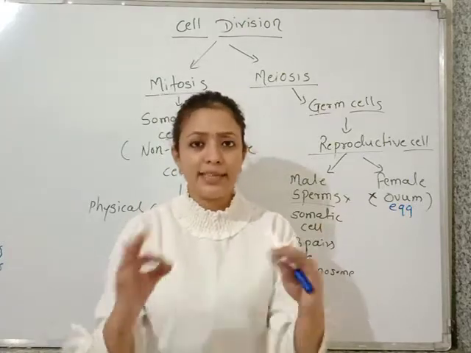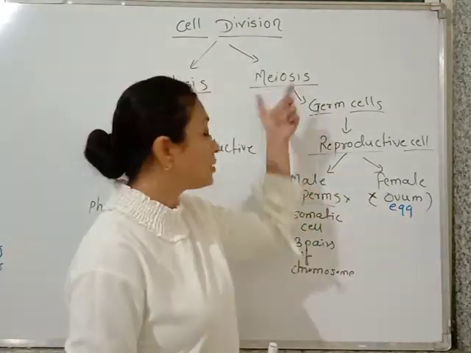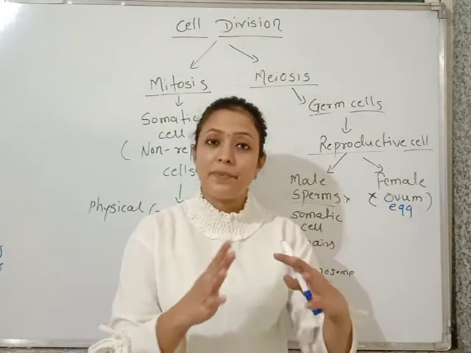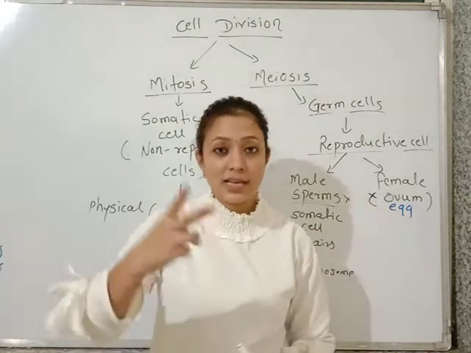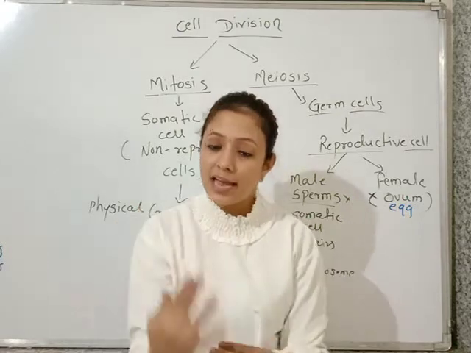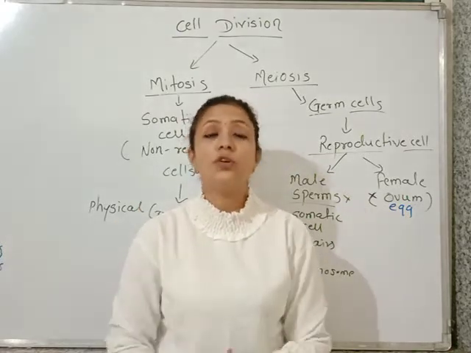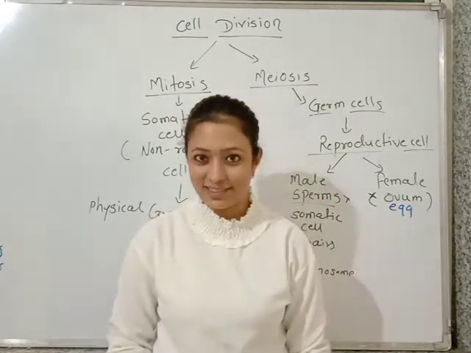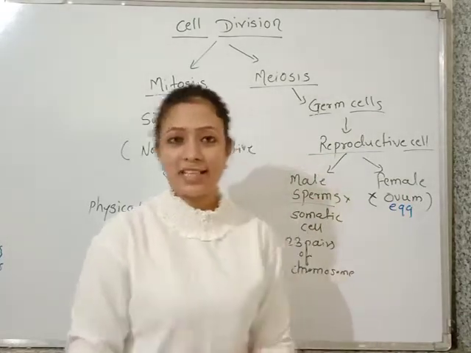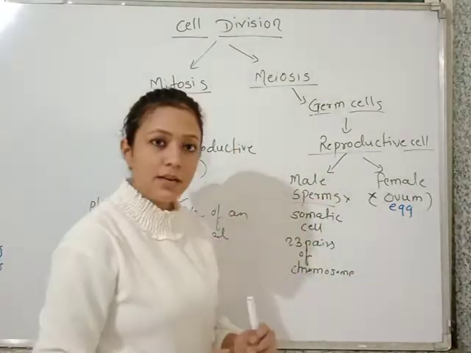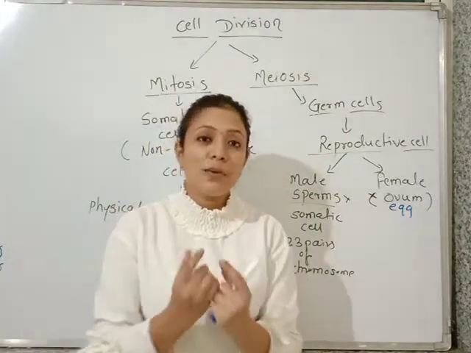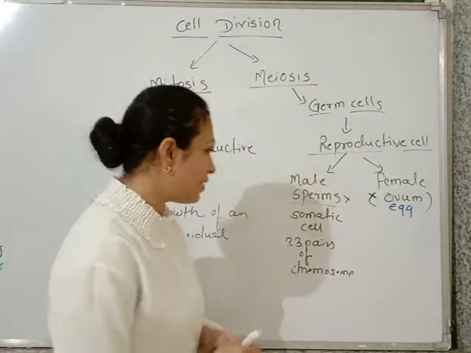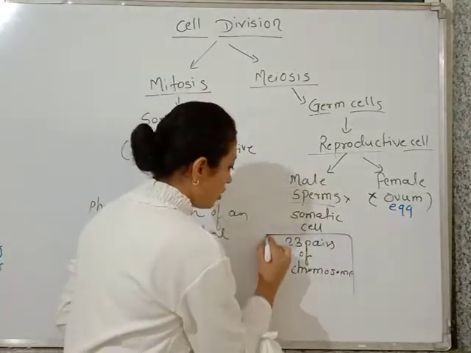So of course the ultimate aim of this process is the reproduction. Okay, it happens for the reproduction, and second, it helps to maintain the chromosome number constant from one generation to another. How? So I'll explain you. For example, human being. Human beings' body cells, means non-reproductive cells, have 23 pairs of chromosome.